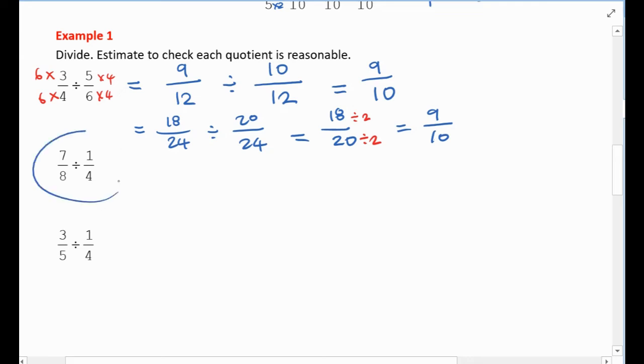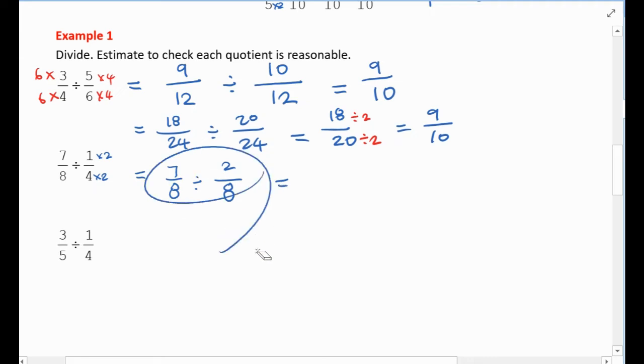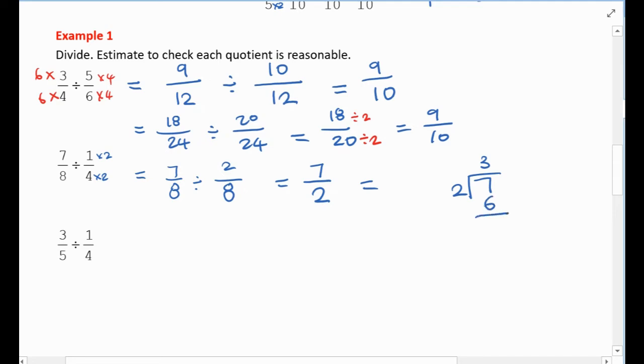Okay? Next question. So the common denominator. Let's use common denominator 8. So we have 7 over 8 divided by 2 over 8. We ignore the denominator and we just look at the numerator. So that is 7 divided by 2. And let's change this to a mixed number. 7 divided by 2. 2 goes into 7 3 times. We have 6 here, and the remainder is 1. So 3 and 1 over 2 will be the answer.